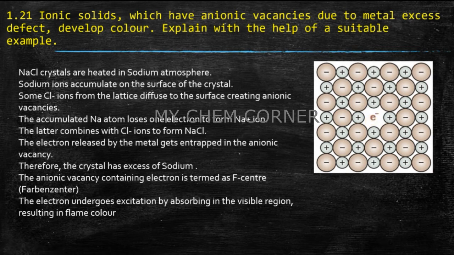For barium you get apple green, for strontium you get crimson red. The reason you get a flame is because of this one electron. When it is heated, it gets excited. Now this particular center where an electron is there and that's responsible for a color, that center is called an F center, or it's called the Farbe center. Alright, so this is going to be the detailed explanation of question number 1.21.